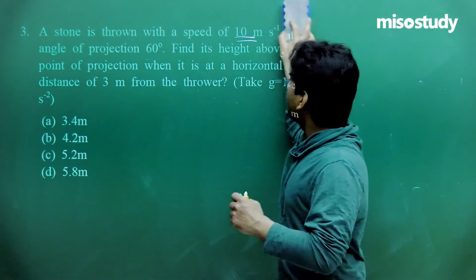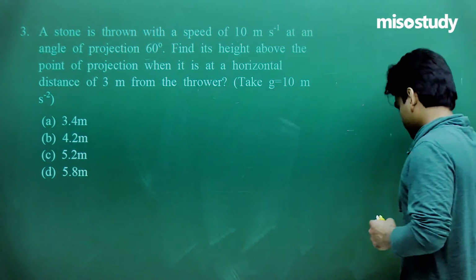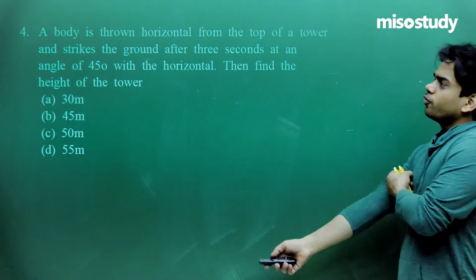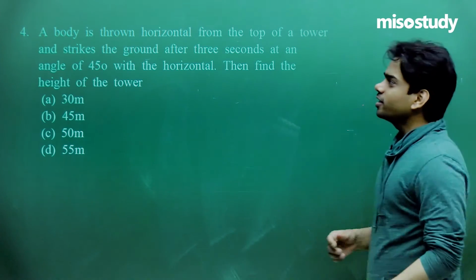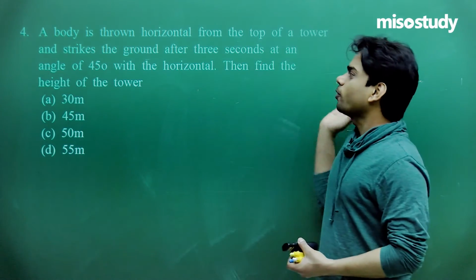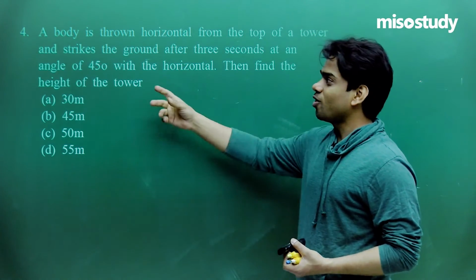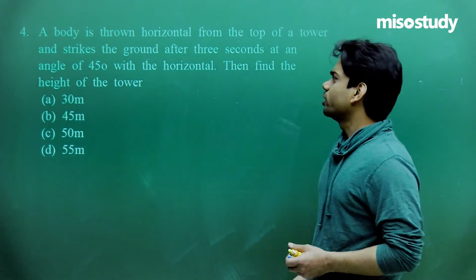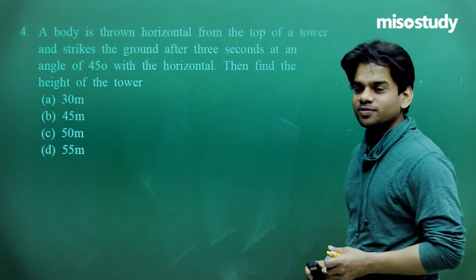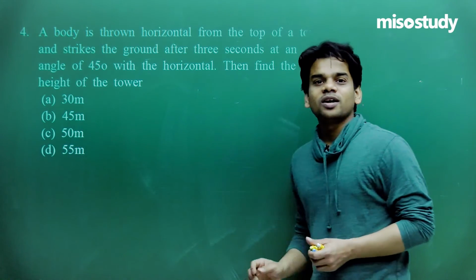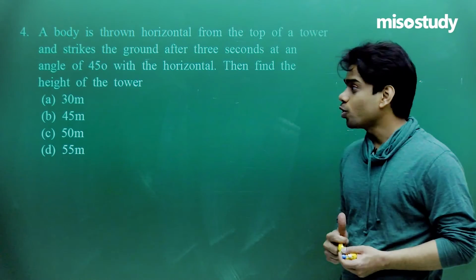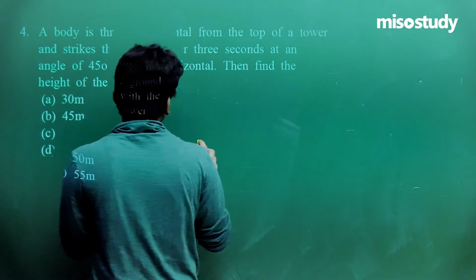Next problem of the day. Question number 4. A body is thrown horizontally from the top of a tower and strikes the ground after 3 seconds at an angle of 45 degree with the horizontal. Then find the height of the tower. Here we have to think about what formula to use. Let me show you how we have thrown it. I'll just draw the diagram for you all.